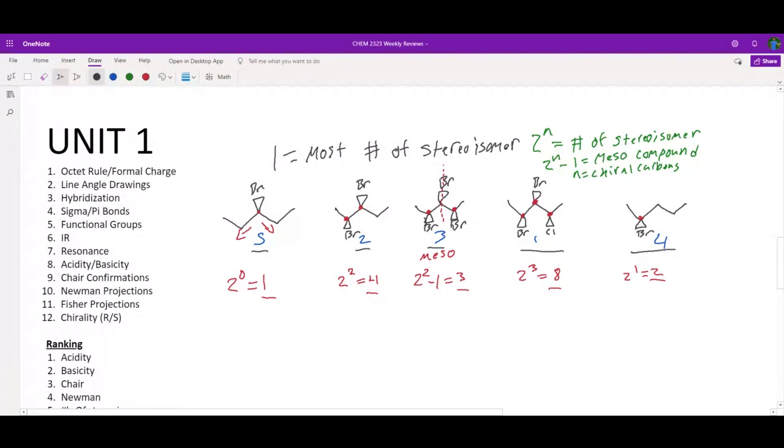Octet rule and formal charge, I would hope you know from OChem and Gen Chem, as well as hybridization, as well as sigma and pi bonds. So hopefully all of that is the easier part. Line angle drawing, please get used to it rather than Lewis structures, because you're going to use line angle drawings for the rest of OChem.